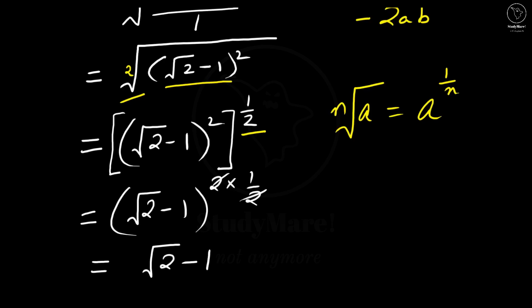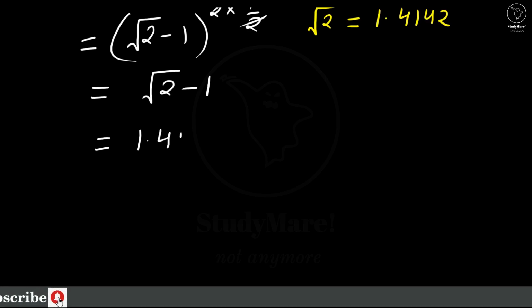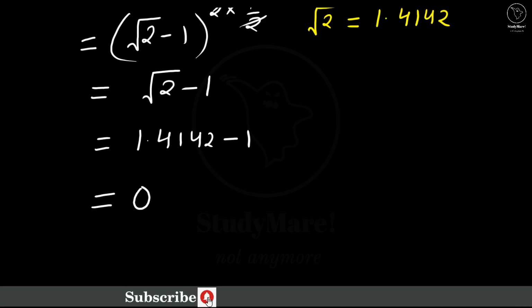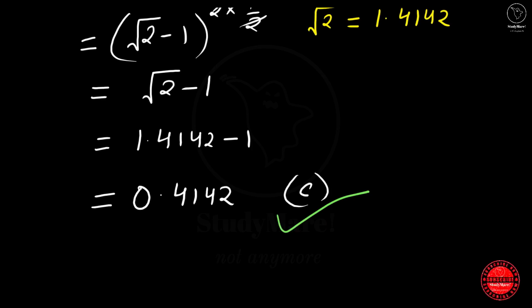Now what was the value of root 2? Root 2 is given as 1.4142. Let's substitute this value. 1.4142 minus 1 is equal to 0.4142. So option C is correct, and that is our final answer.